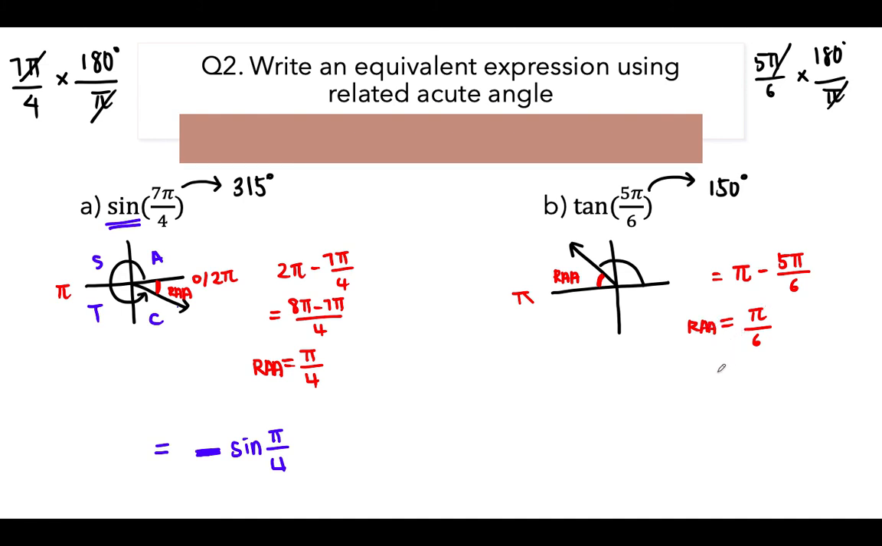So the next thing is we have to consider the CAST rule. CAST. So as you can see, my tangent is located under the sine. Only sine can be positive here. So therefore, my equivalent ratio is going to be negative tangent pi over 6. If you think about it, if I were to give you sine, that means your equivalent expression is going to be sine pi over 6, because only sine can be positive in this quadrant.